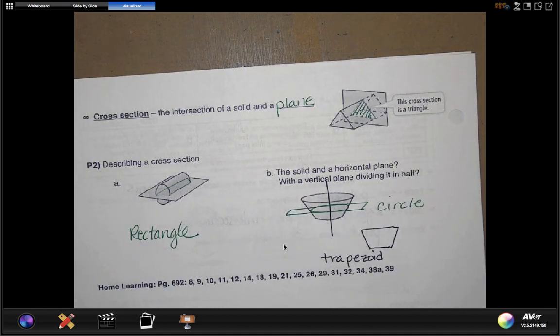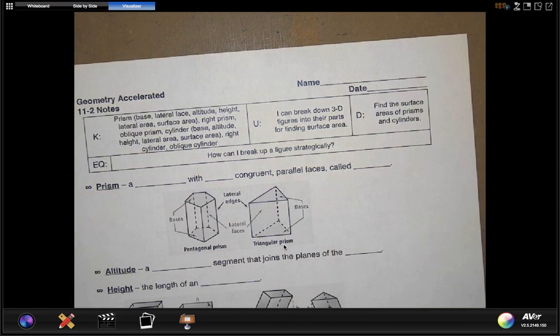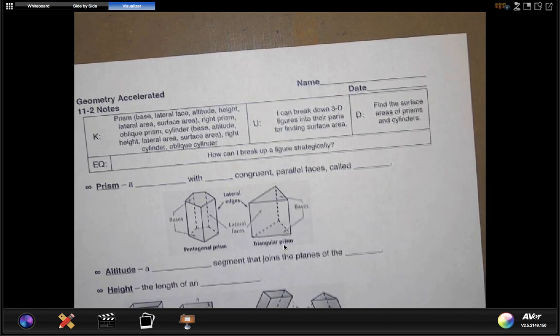All right, and then we're going to look at 11.2. What we do now is we're going to start to talk about how we can find lateral area and surface area. So we need to define a bunch of things here.